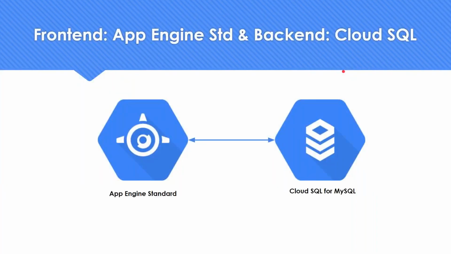So that's what we are going to see in the next demo, where we are going to have a two-tier application, a front end and a back end. The front end is something which we learned already. So that's our App Engine standard. Very specifically, App Engine standard is our front end. The back end, which we just learned, is Cloud SQL for MySQL. This is what we are going to do.